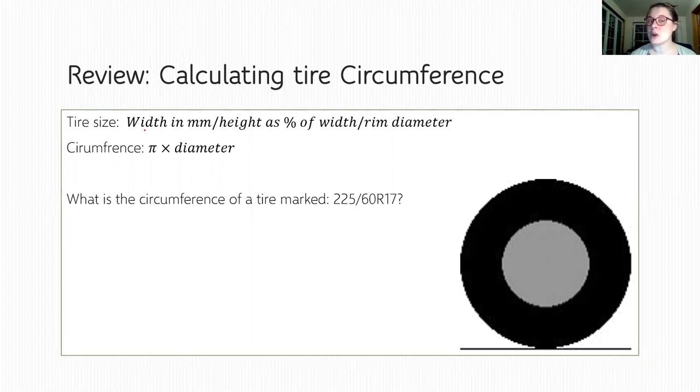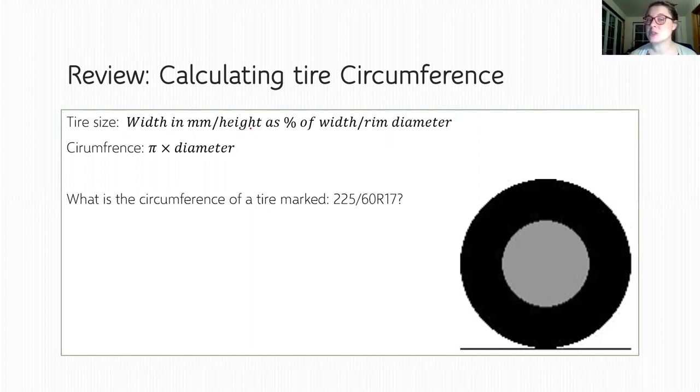Tire sizes are marked with 3 numbers. You have the width in millimeters, followed by the height. The height is always given to you as a percentage, and it's a percent of the width. So we've got some stuff from last semester coming up. And then the last number is always your rim diameter in inches. So you've got width in millimeters, rim diameter in inches, and percentage in the middle. This is a great math question to review, percentage and conversions.